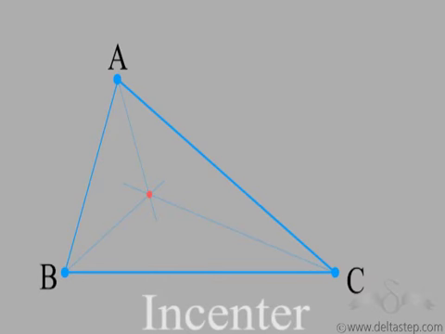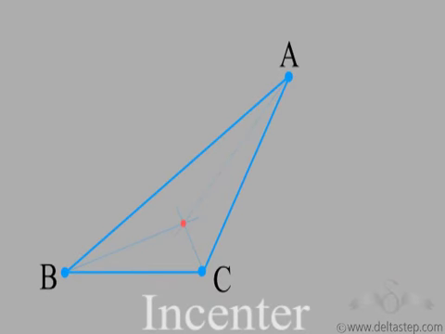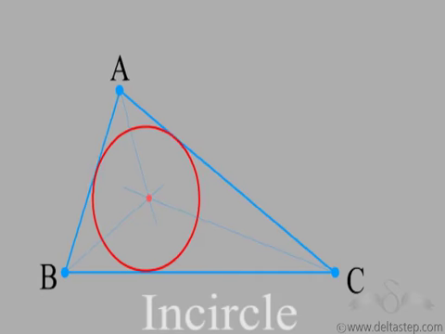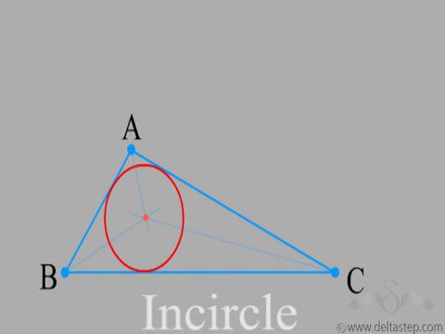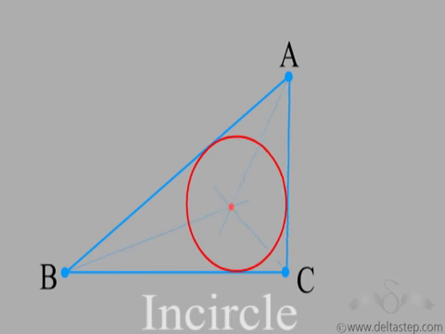Also, the incenter always remains inside the triangle. For an acute triangle also, for a right triangle also, and for an obtuse triangle also, the incenter always remains inside the triangle. And with this incenter, we can also make an incircle. Now the triangle can be of any size. You can always make a circle inside a triangle, and this circle is called the incircle.